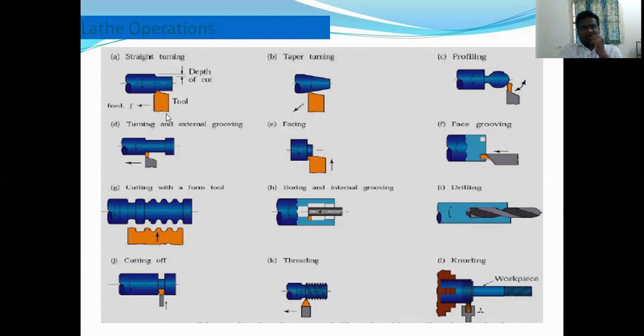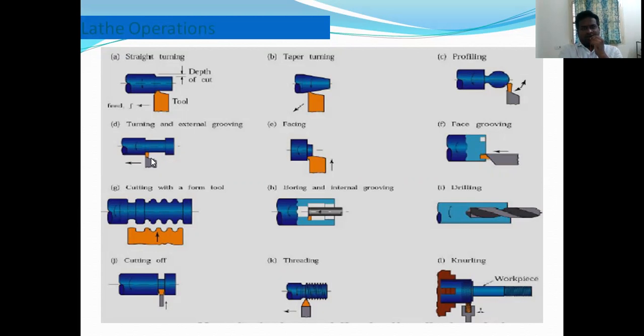So this is for the straight turning operation. Which tool are we using? Is it completely made of one material, or is the edge made of a different material? That was observed in yesterday's class. So the straight turning tool is made with a single material. For taper turning also it is made with a single material. But for profiling, observe here that the edge is made with another material.